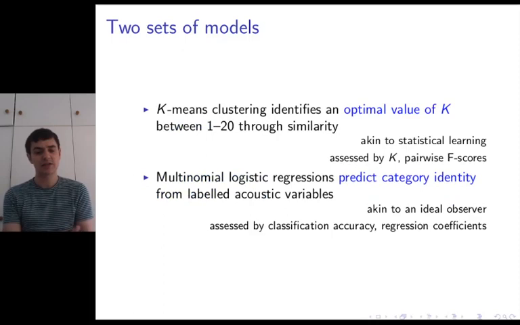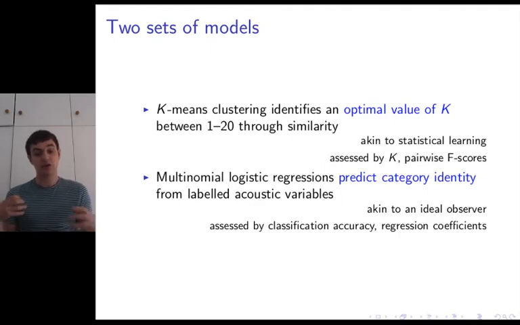K-means clustering really is our unsupervised approach. It doesn't know the value of k, the number of categories, in advance. It can locate anywhere between 1 cluster and 20 clusters using a similarity-based approach. This is what I intend as being the most akin to the use of distributional learning in a naturalistic context. I assessed this by considering both the number of categories that it recovered and also an accuracy measure known as the pairwise F-score.